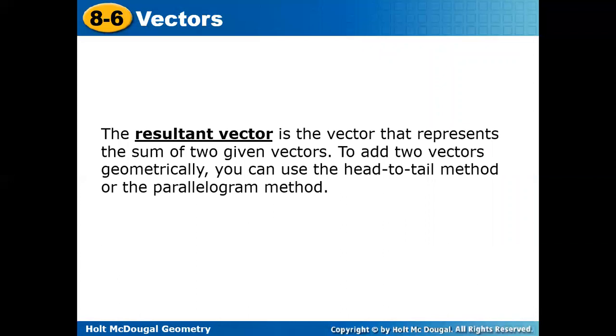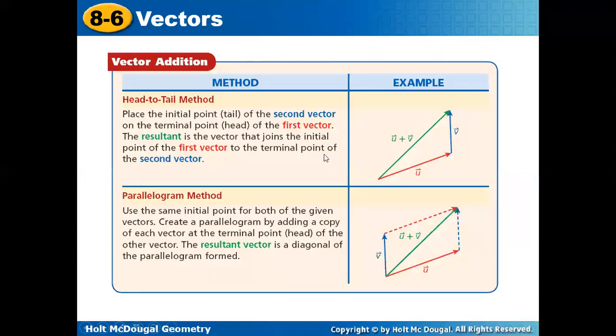The last part of our lesson, the resultant vector, is a vector that represents the sum of two given vectors. To add two vectors geometrically, you can use the head to tail method or the parallelogram method. Let's see, we have two methods to add two vectors geometrically. We have the first one, head to tail method.